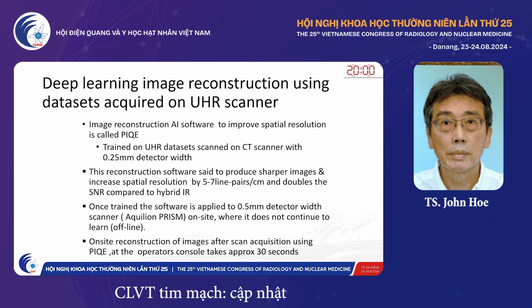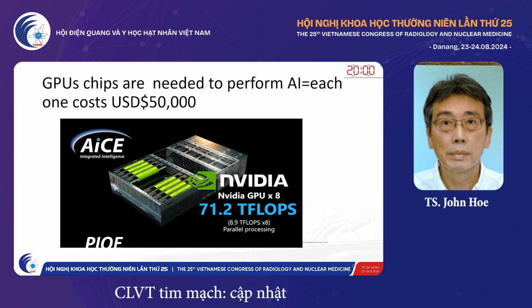The on-site reconstruction of images after scan acquisition at the radiographer's console takes approximately 20 to 30 seconds. Because it needs AI, they need to use these GPU chips from NVIDIA, which cost $50,000 US, so that's why these scanners and the software are expensive.